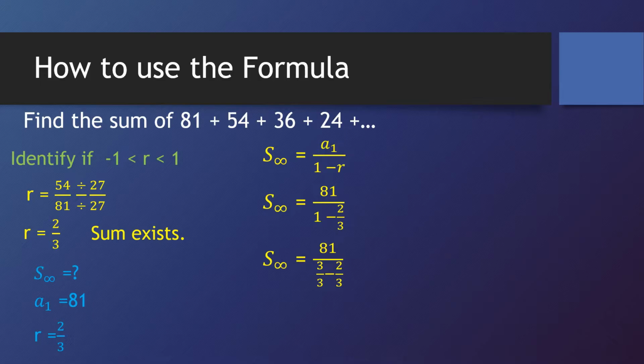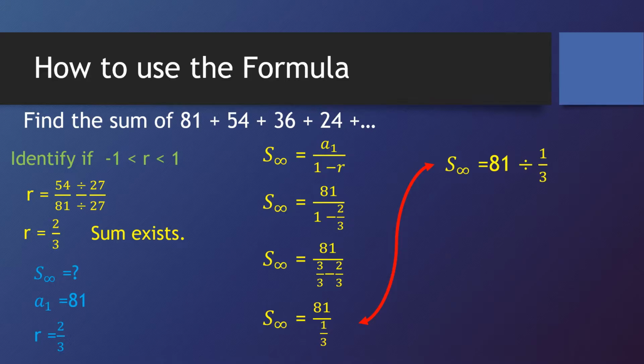Working on this, we will have S sub infinity is equal to 81 over 3/3 minus 2/3. What we did here is we renamed 1 as 3 over 3 so that it becomes a fraction with the same denominator as 2/3. Now we can subtract 3/3 minus 2/3. That will give us S sub infinity is equal to 81 all over 1/3. Then we have to divide this, so S sub infinity is equal to 81 divided by 1/3.